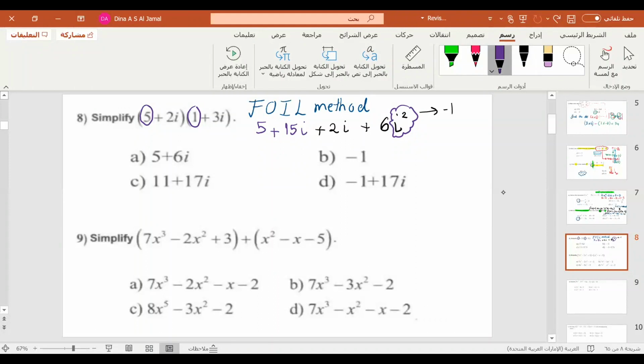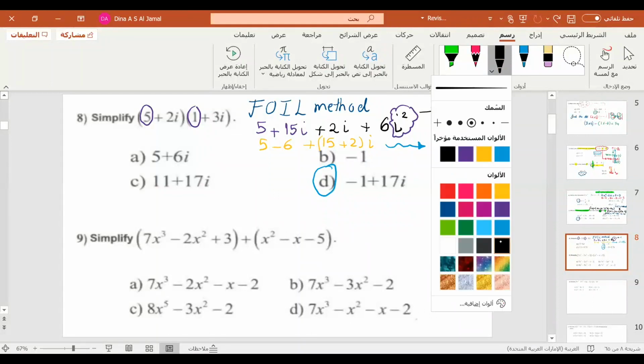Now you should simplify and look at the like terms. So here it will be 5. And remember 6 multiplied by minus 1, it will be minus 6 plus 15i plus 2i. So now let's simplify it further. So it will be having minus 1 plus 17i. And which choice is this? D, directly.